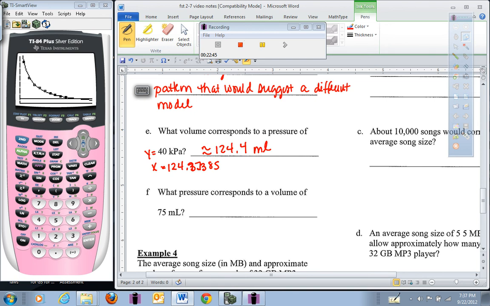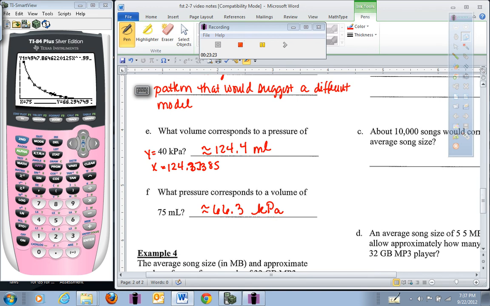What pressure corresponds to 75? Okay, well 75 is an x value, so I should be able to type in 75. Okay, stop right there. Get on 75, and I come up with about 66.3. About 66.3, and that would be those kilopascals. Okay? So there you go. You can use your model to make some really nice predictions, can't you?